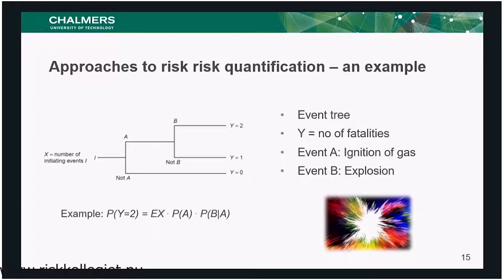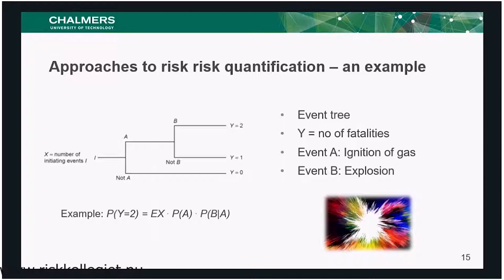This is a simple logic tree, and you're all aware of that. We have an initiating event, and we have different outcomes. For example, we may be interested in calculating the probability of y equals 2, and we set up this equation. We can do that by looking into the frequency of this and the probabilities of A and the probability of B given A.